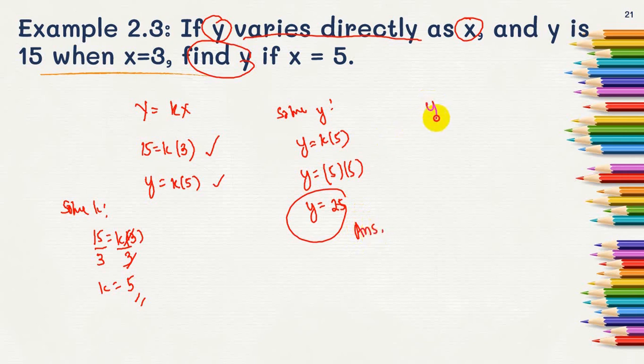Try to observe the values of y. The values of y are 15 and 25, and the values of x are 3 and 5. From 15 it became 25, so it goes up. From 3 it became 5, so it also goes up. So what does it imply? It implies that if the first quantity increases, the other one increases. That's why it's the best example of a direct variation.